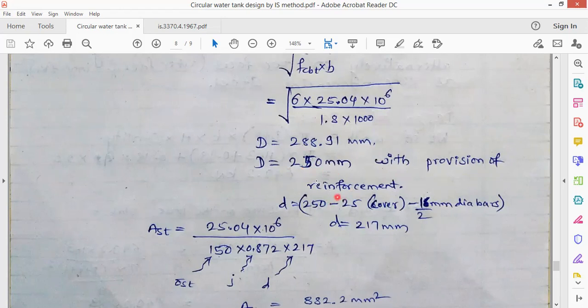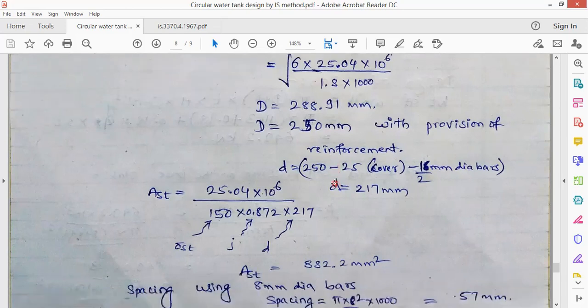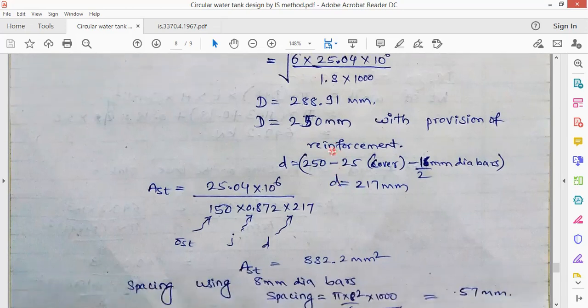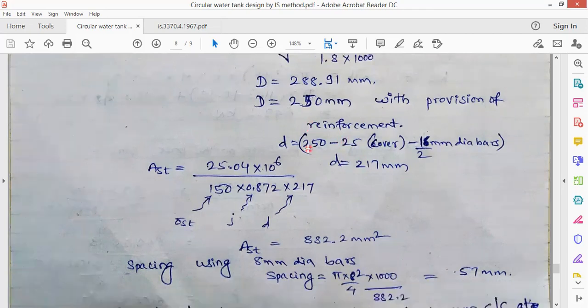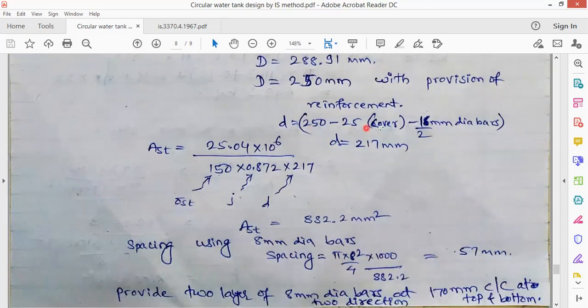So what is this provision of steel? Provision of steel means I am going to provide reinforcements in two directions, in both top as well as bottom face. Top face as well as bottom face I am going to provide, and in two perpendicular directions. So effective depth I will calculate with the provision of 25 mm cover with 16 mm dia bar I am using. Make correction here: 8 mm dia bar I am using here, so it is 8 here. So D is equal to 217 mm, with 8 by 2.